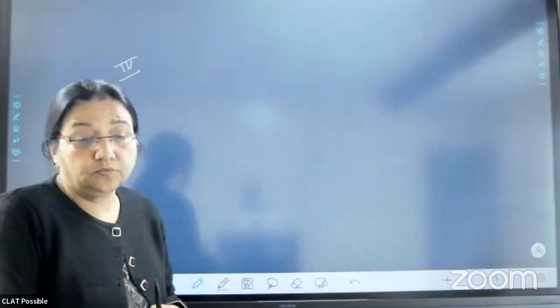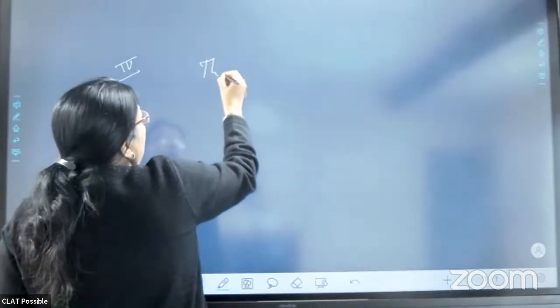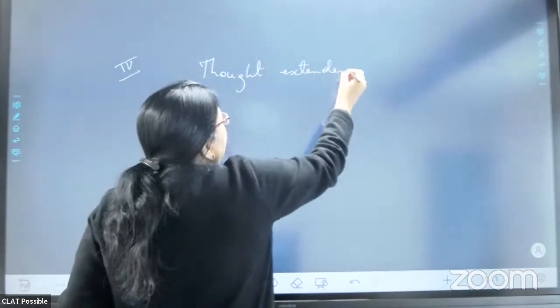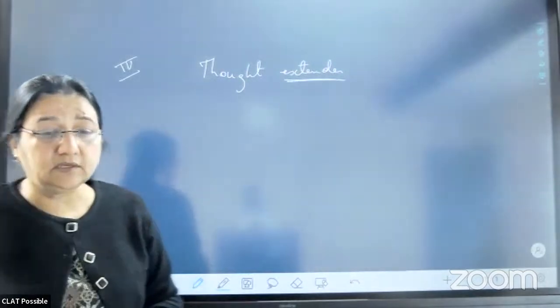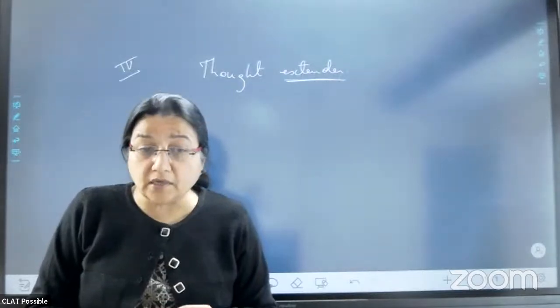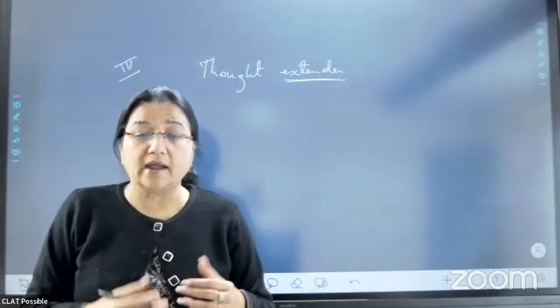Now, the fourth slide will talk about two things. See, as an author, I introduce a thought, and then I want to elaborate my thought, or I want to extend my thought. So how am I going to extend that thought? When we're talking about how the author is going to extend his thought, these are your clues for thought extenders. That means the author extends his thought. Now, what are thought extenders?